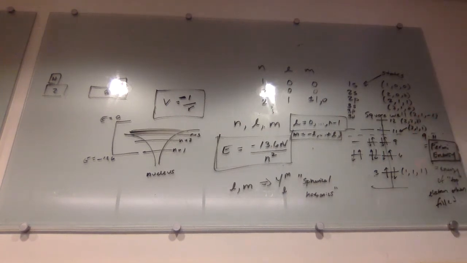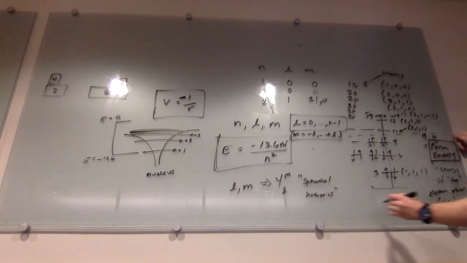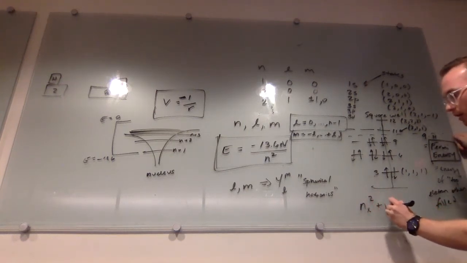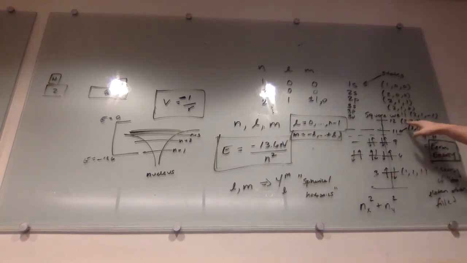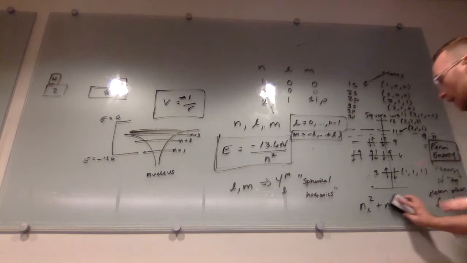Could you have a 2, 2, minus 2? No, here negative numbers don't work. Because remember, they appear like this, they're squared, so they can't be. I mean, you could say there's a minus 1, but then that just squares to be the same energy. There's a more subtle reason why you can't have a minus, but we won't get into it.